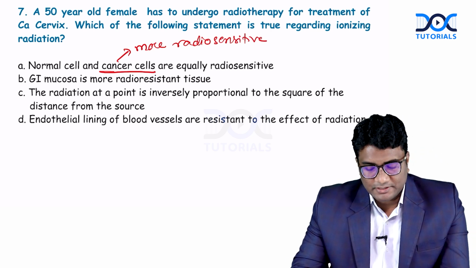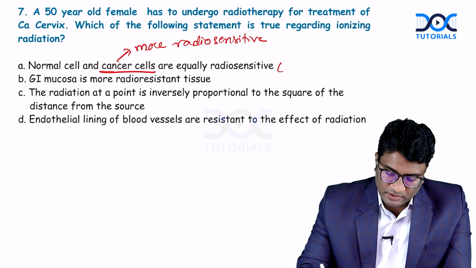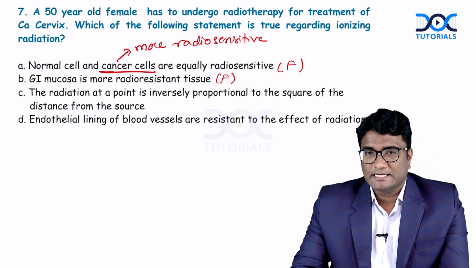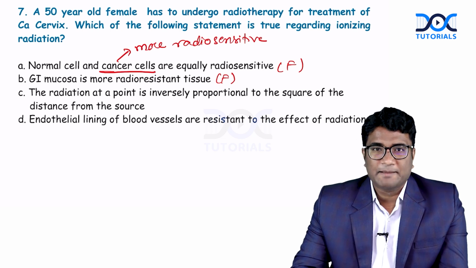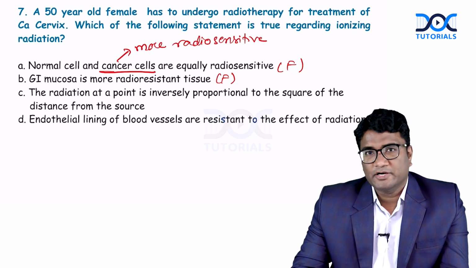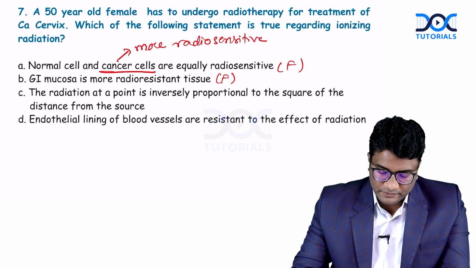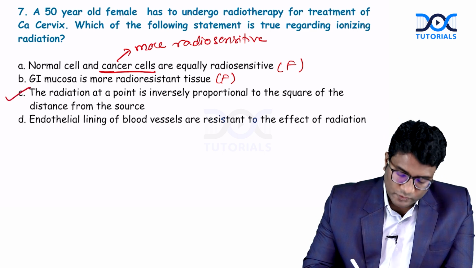GI mucosa is radioresistant tissue? No, so this is a false statement. GI mucosa is not radioresistant. Bone marrow and GI mucosa are rapidly dividing areas and these are radiosensitive tissues. The radiation at a point is inversely proportional to the square of the distance from the source. Yes, this is a true statement.